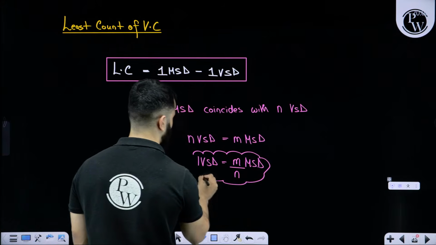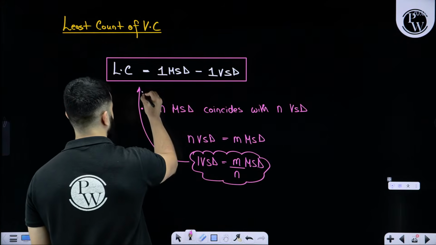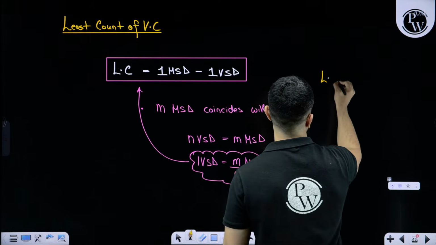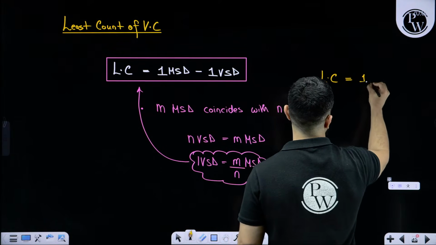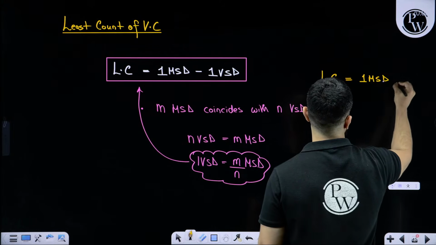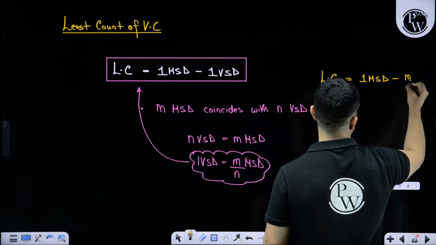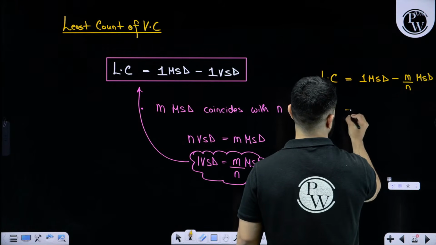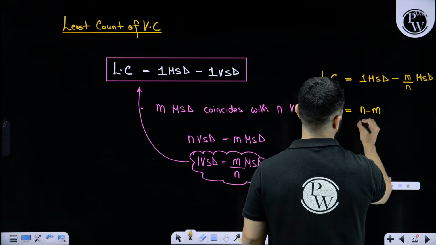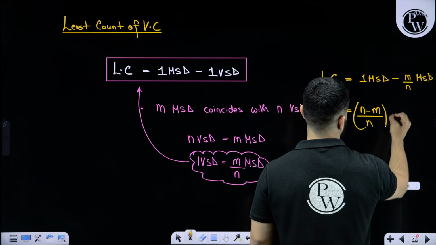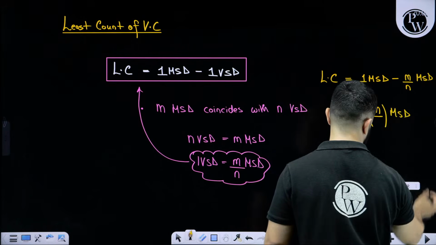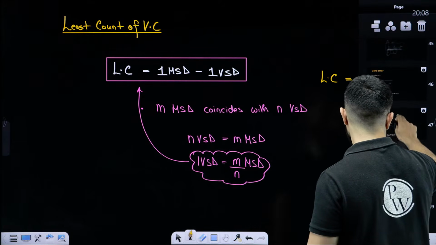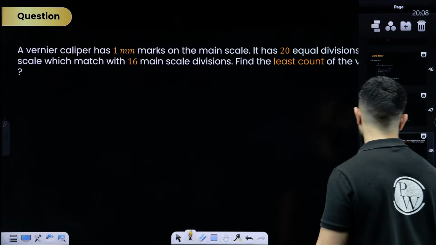And if you substitute this value back into this formula, finally our least count will look something like this: 1 main scale division minus M divided by N main scale division, or N minus M divided by N main scale division. Let me give you one example of this.